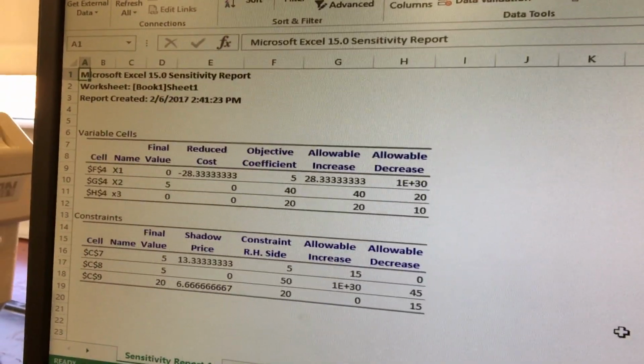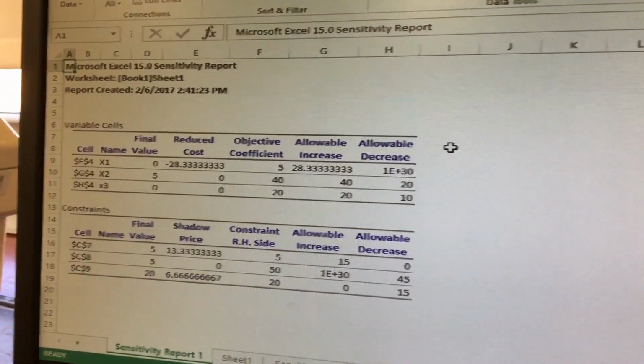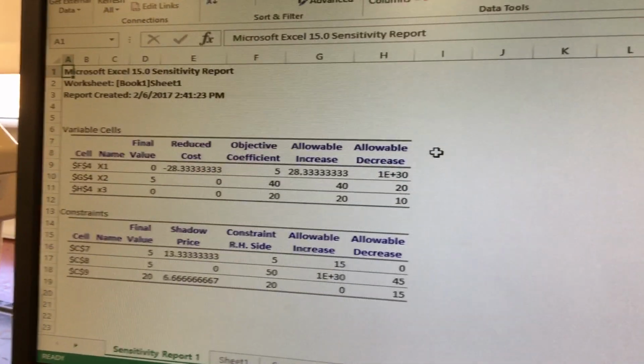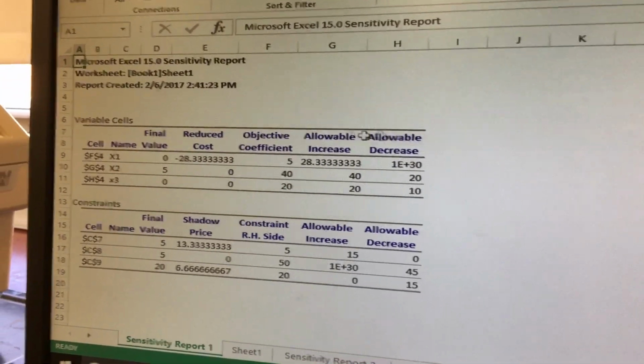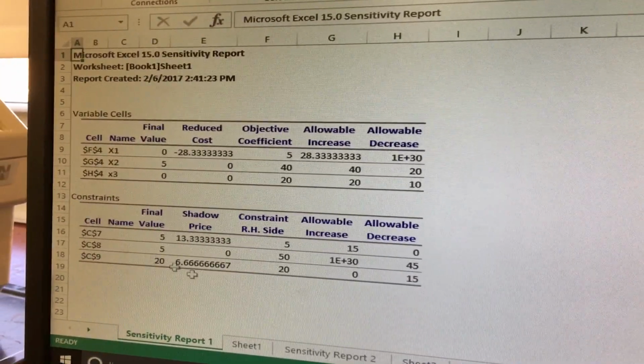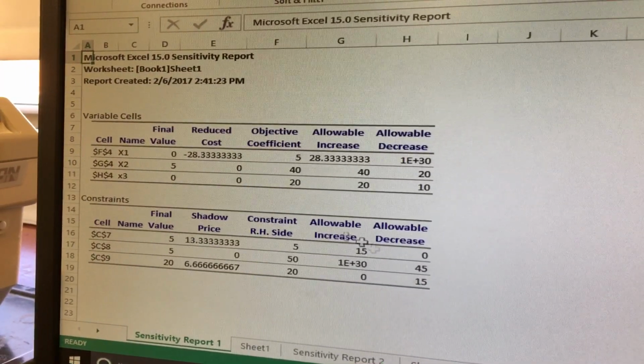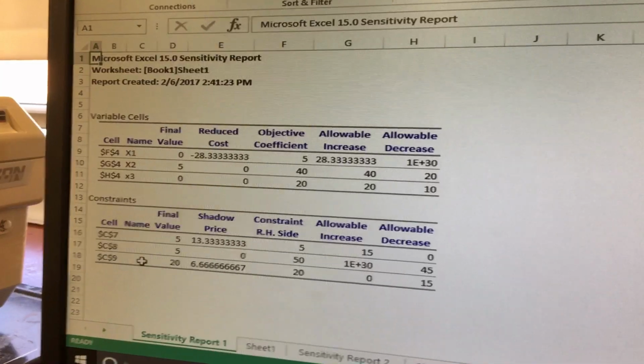We're going to interpret the sensitivity analysis for our previously solved problem. Okay. There's lots of pieces for this. We'll do them one at a time. So first of all, down here is talking about the constraints. Constraint 1, 2, and 3.